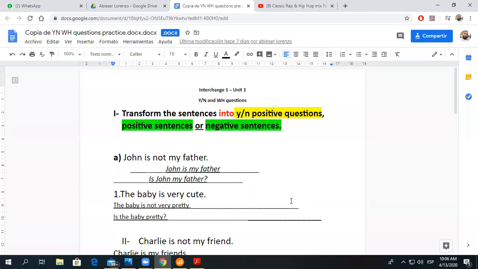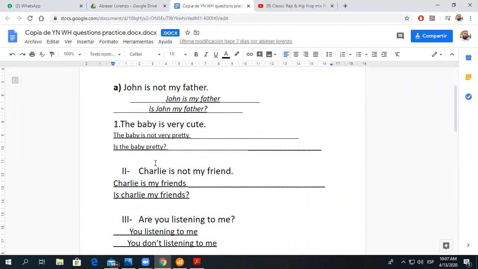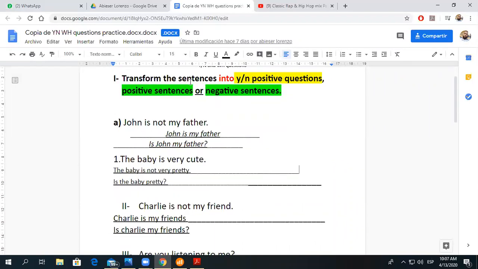On Friday, I explained, well, we reviewed the yes or no questions with the verb to be. So now we are going to see how you were supposed to complete this practice. So we have transform the sentences into yes or no positive questions, positive sentences, or negative sentences.